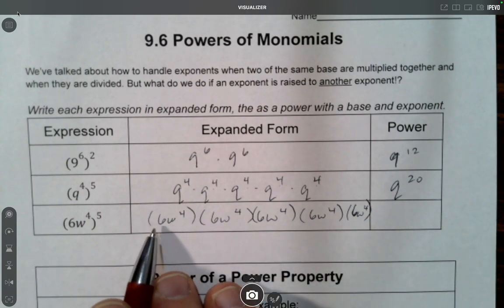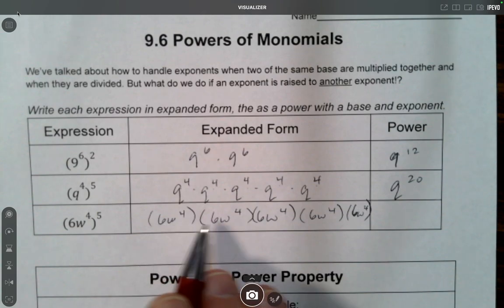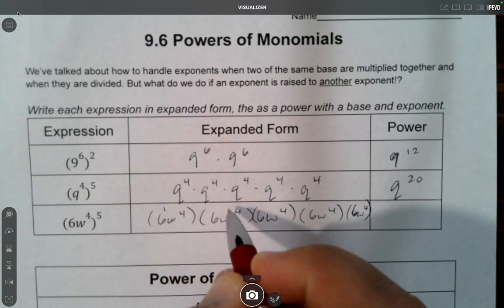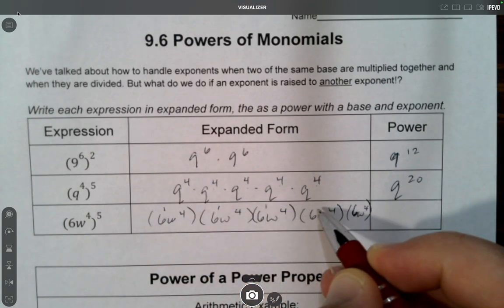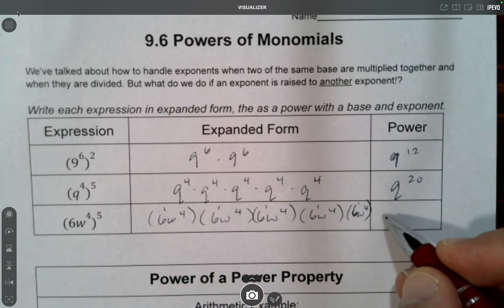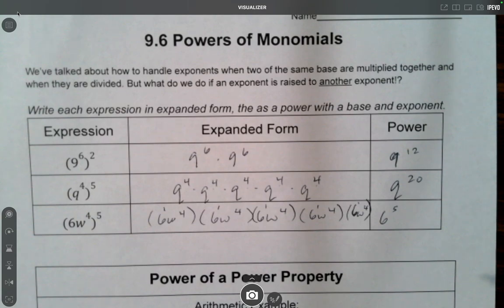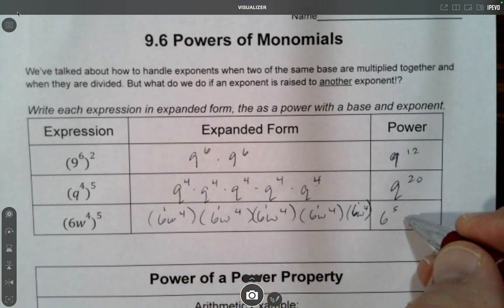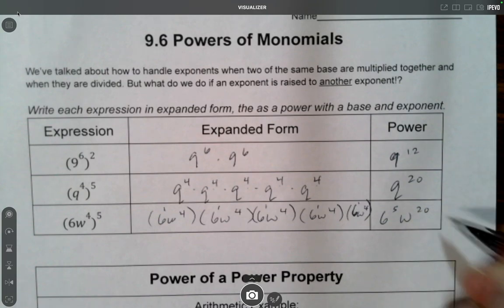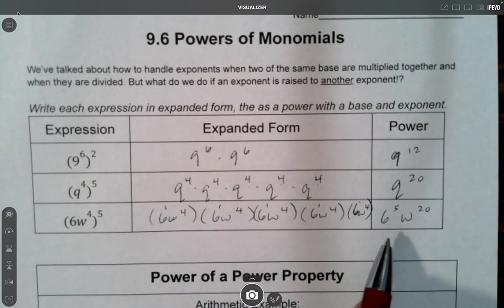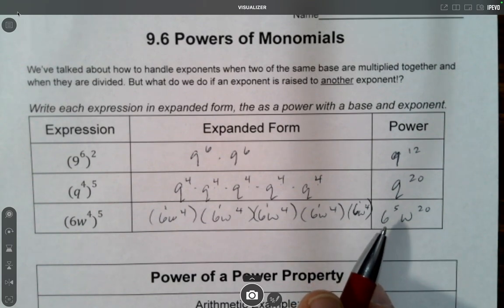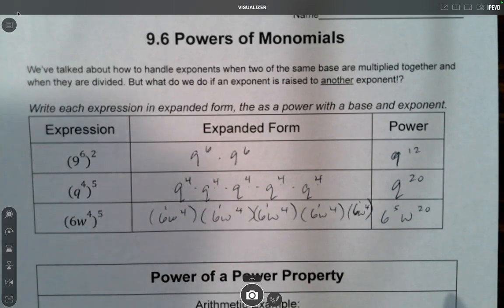Okay, so if you look, we have the number 6 written a total of 5 times, because there's an understood 6 to the 1st here. So that's 6 to the 5th power. Then 4 plus 4 plus 4 plus 4 plus 4 is to the 20th power. Now, if you have a calculator and you want to type in 6 to the 5th to get the number it's equal to, you certainly can. But since you're dealing with exponents, this answer is fine as well.